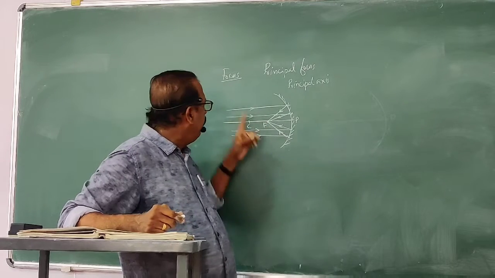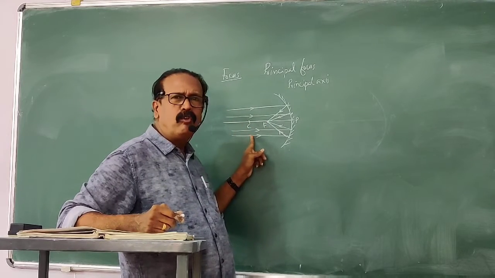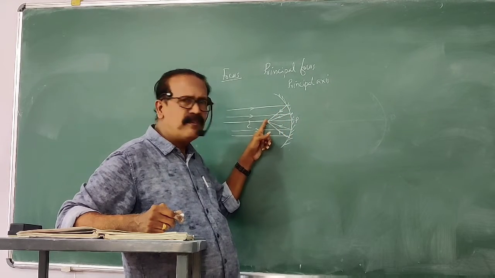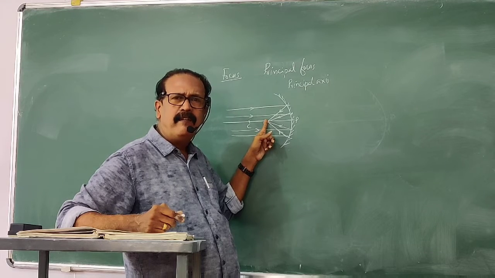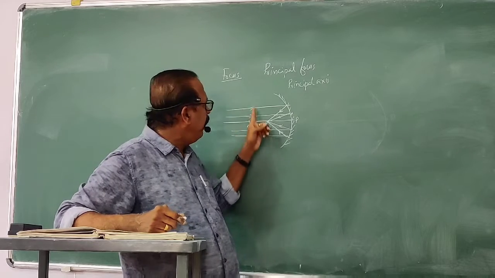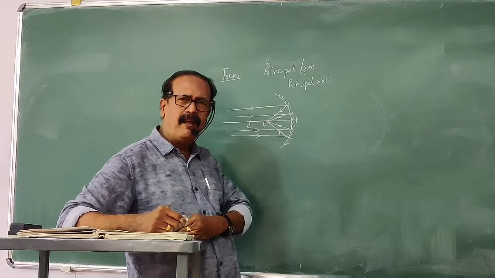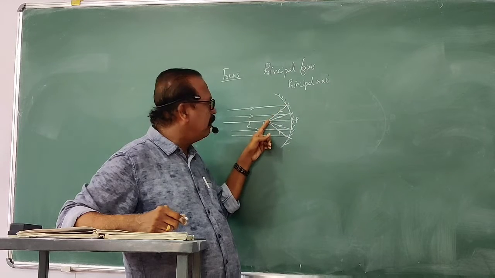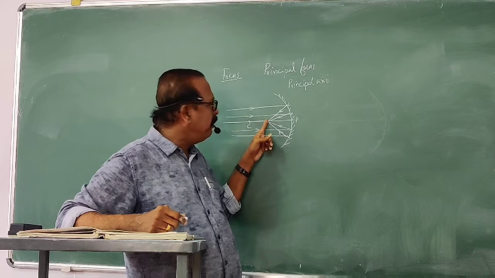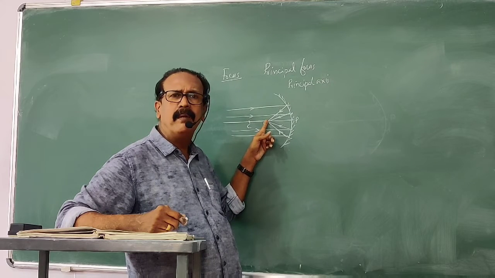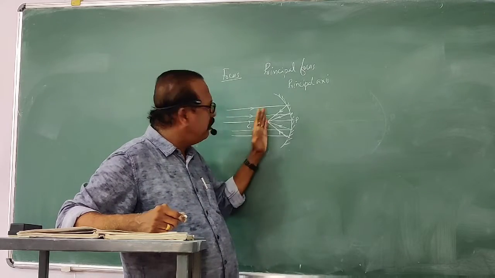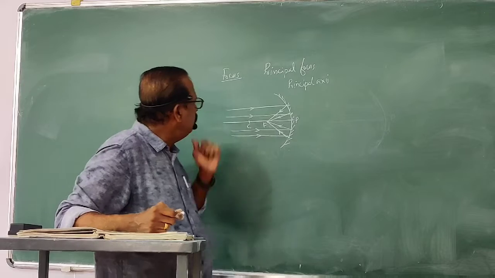Once again, a parallel beam of light close to the principal axis, after reflection from the concave mirror, converges to a point on the principal axis. This point is called the principal focus of a concave mirror. It is a real focus, which means you can get an image there. Keeping a screen, you can get a diminished image.